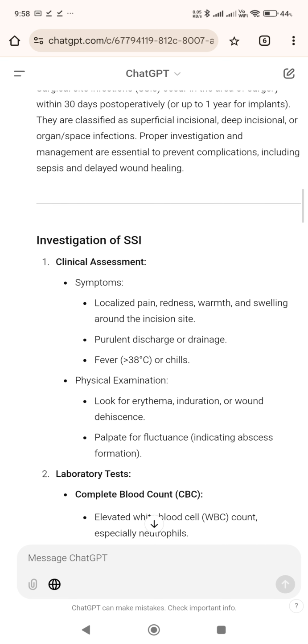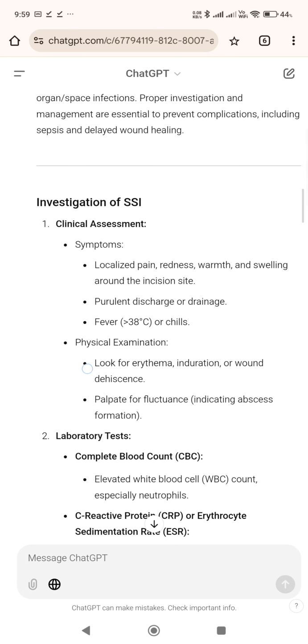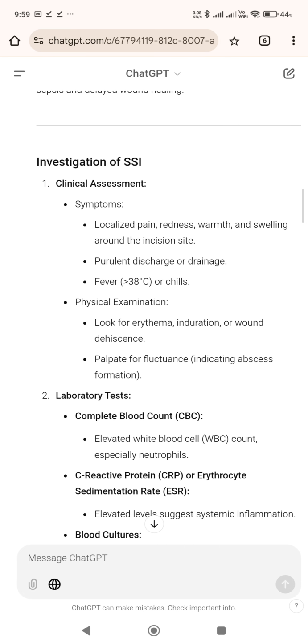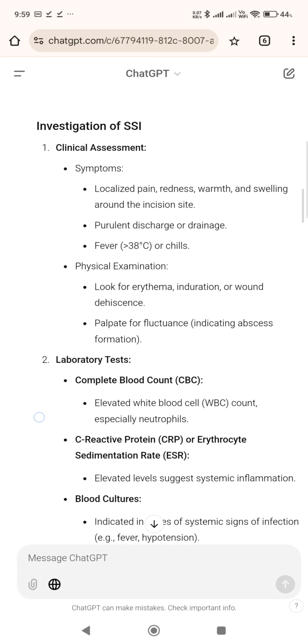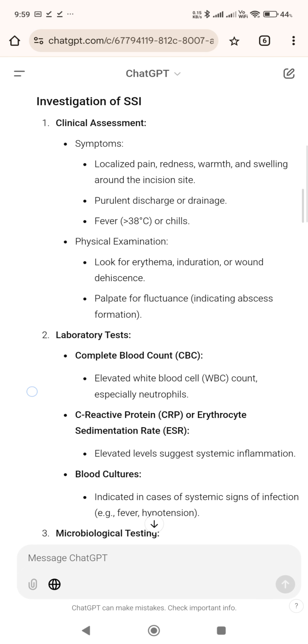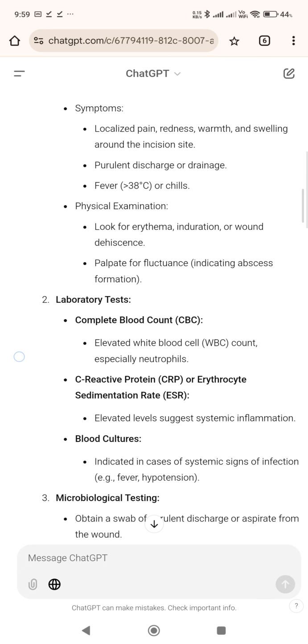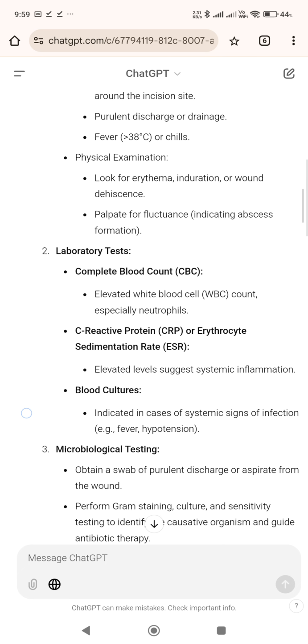Investigation of SSI. 1. Clinical assessment. Symptoms: localized pain, redness, warmth, and swelling around the incision site. Purulent discharge or drainage. Fever, 38 degrees or chills. Physical examination. Look for erythema, induration, or wound dehiscence. Palpate for fluctuance, indicating abscess formation.